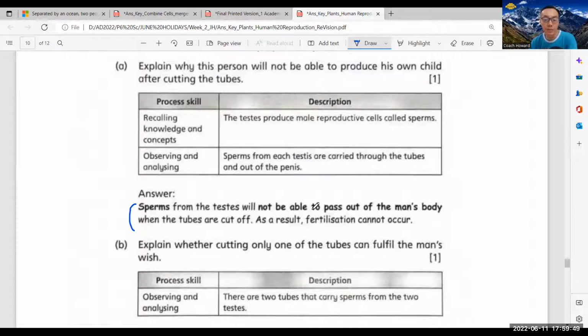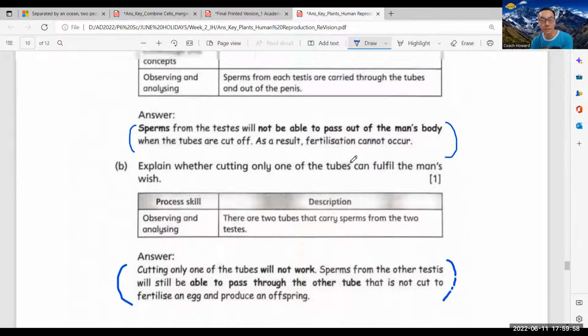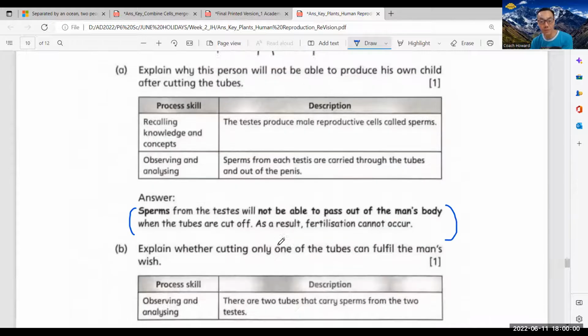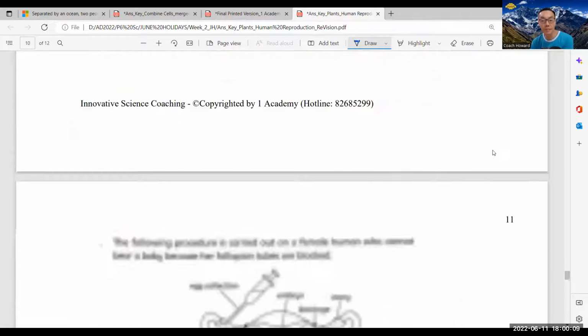Okay, so the answer is this part. Sperm from the testes will not be able to pass out of the man's body, and that's why fertilization cannot occur. Okay, so if you cut one, because there are 2, the sperm can still be released. That's why in this question, cutting one of the tubes will not work, because sperm can still come out from the other tube.